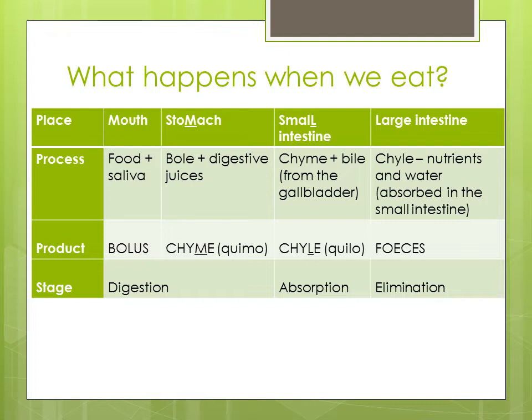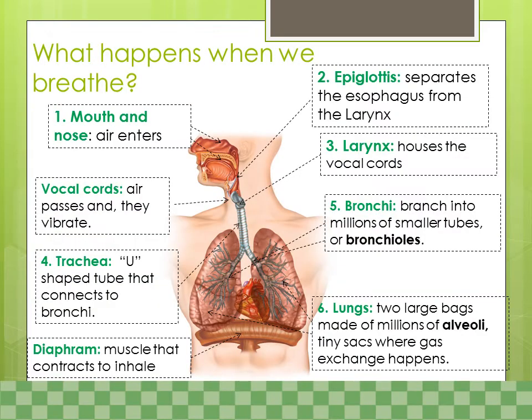In the large intestine, the chyle, without the nutrients and without the water, is transformed into feces. And this stage of the digestion is called the elimination. So within digestion, we actually have three stages: digestion, absorption, and elimination. In the digestion, we need to notice that food is transformed into feces, but it first is transformed into the bolus, then into the chyme, then into the chyle, then into the feces. Okay? Next, we go to the respiratory system because the nutrients need oxygen in order to produce energy.